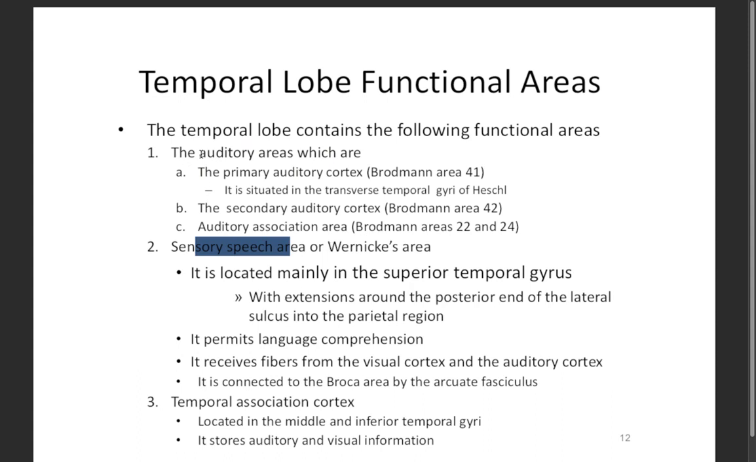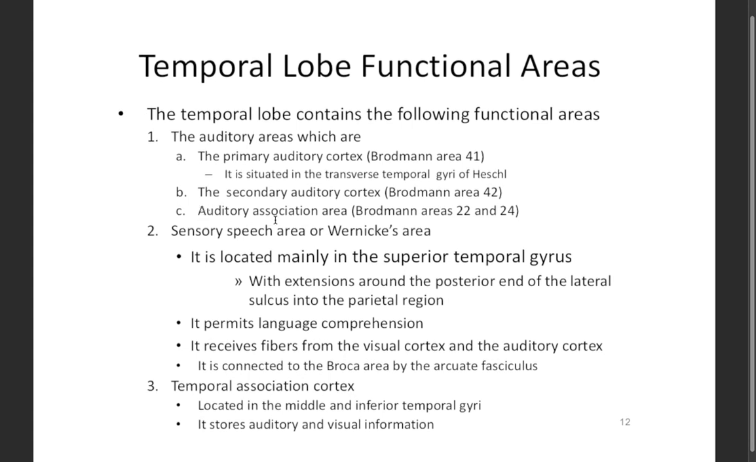The auditory area contains the following: the primary auditory cortex, and posterior to it, the secondary auditory cortex. So one primary and one secondary. The primary is anterior and the secondary is posterior to the primary. And the auditory association area, which is areas 41, 42, 22 and 24. Now, the primary auditory cortex is situated in the transverse temporal gyri of Heschl.